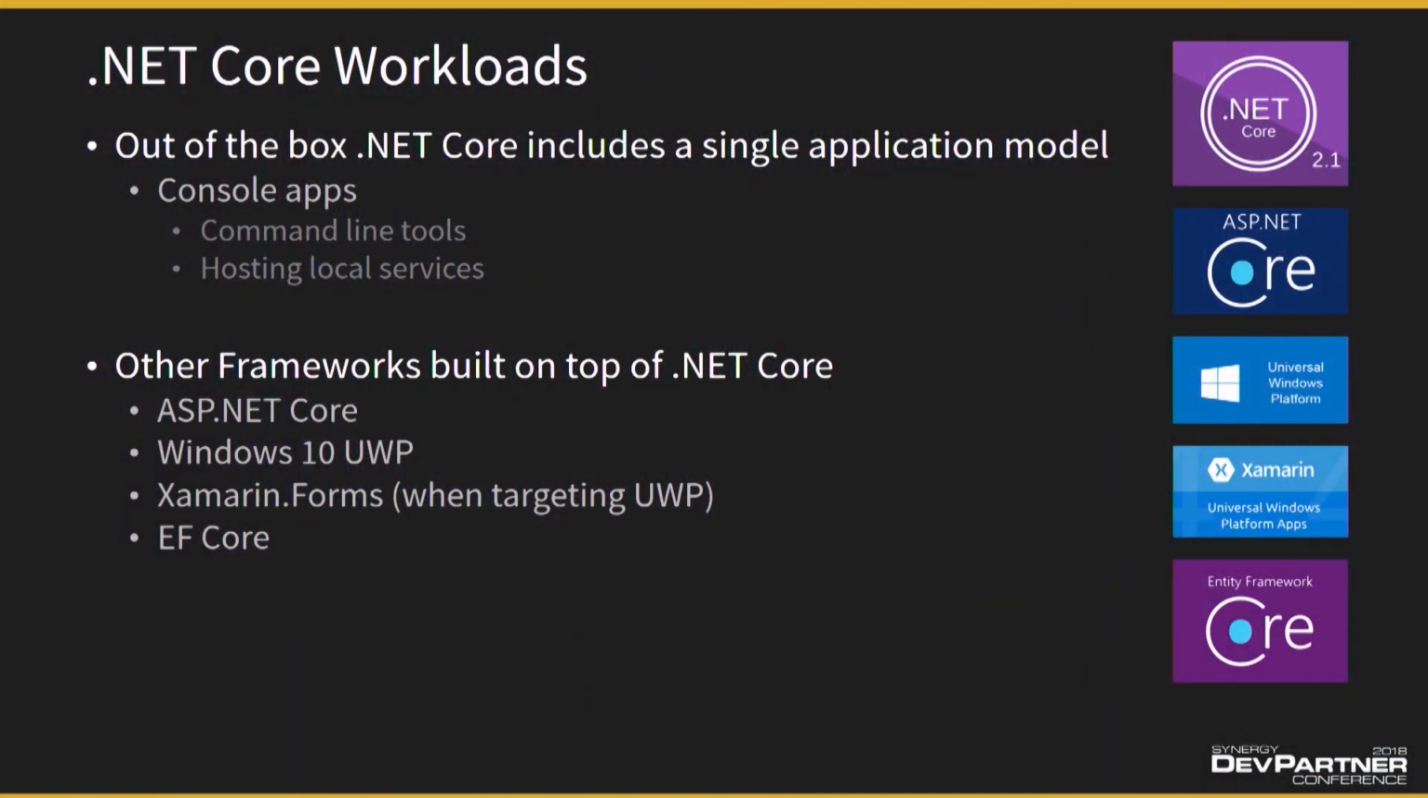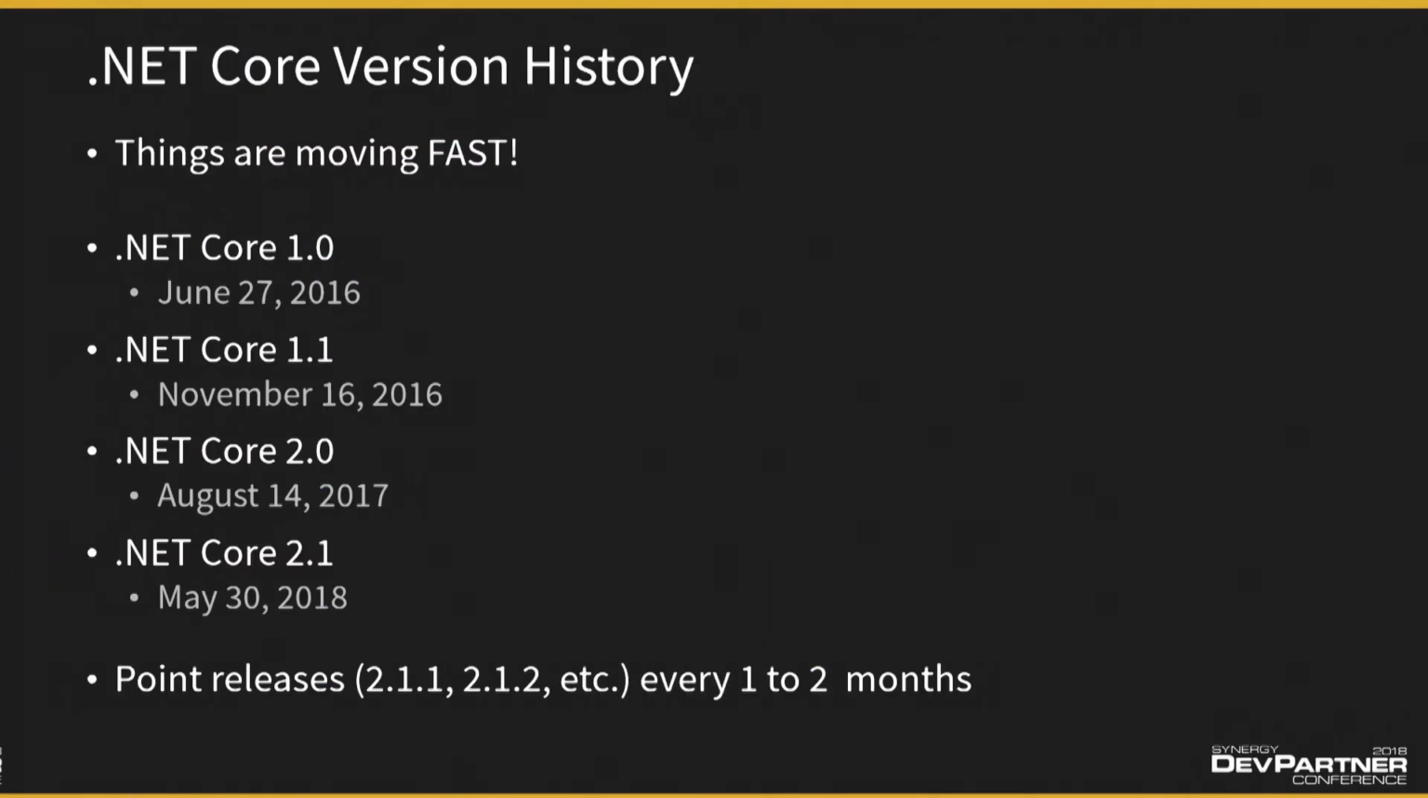Now, console apps may host a service, so you might run the console app as a cron job on Unix, and that console app's running in the background all the time, hosting your RESTful web service, or it might be a command line tool. So console apps and some kind of web-based app, whether it's a web application or a web service, are the two primary workloads for .NET Core today. That's all about to change.